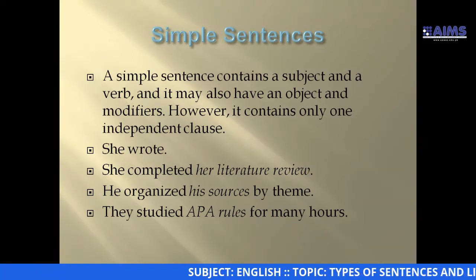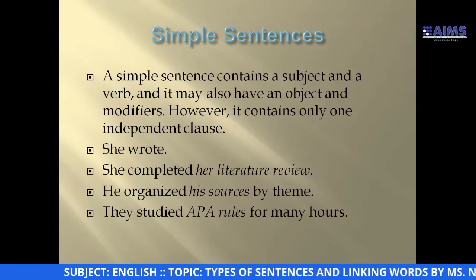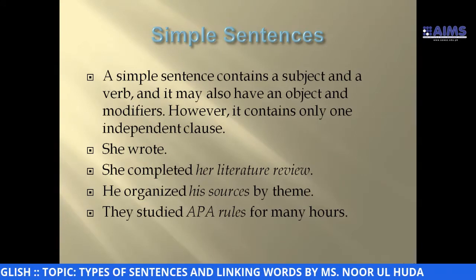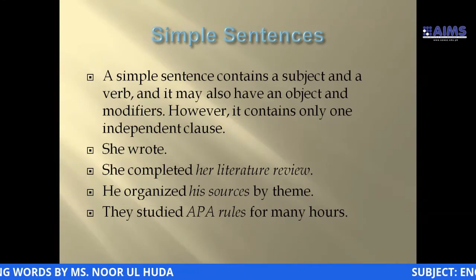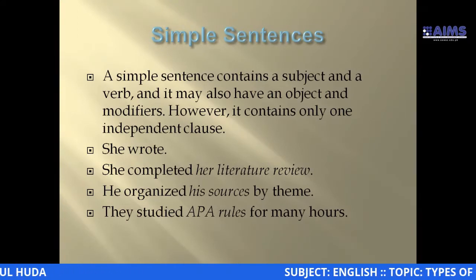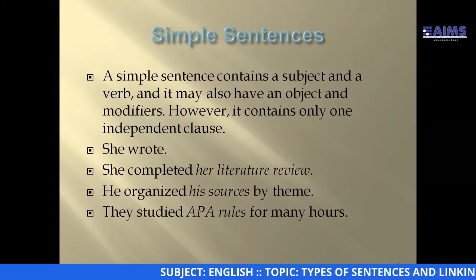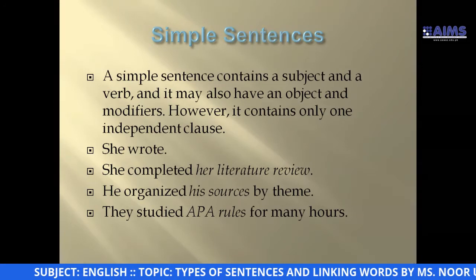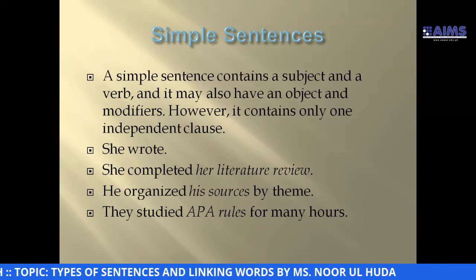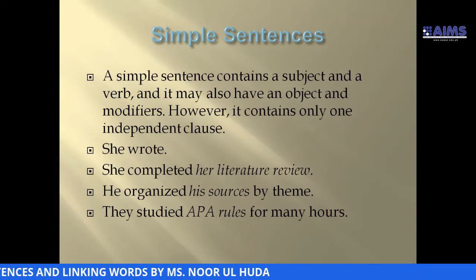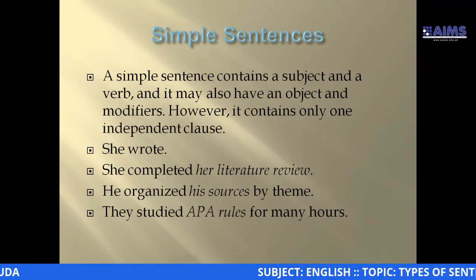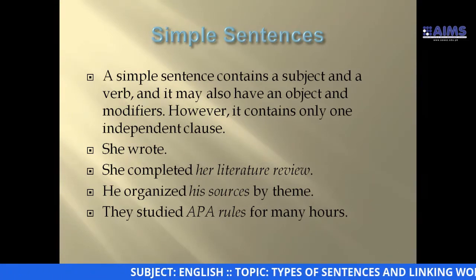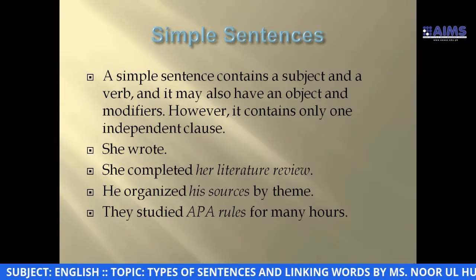For example, the example is written here. She wrote. So "she" is the subject, "wrote" is a verb here, and it forms an independent clause, in a way that it is giving the whole meaning. So it could be called a simple sentence. Similarly, she completed her literature review. There is an object and a verb and obviously a subject.